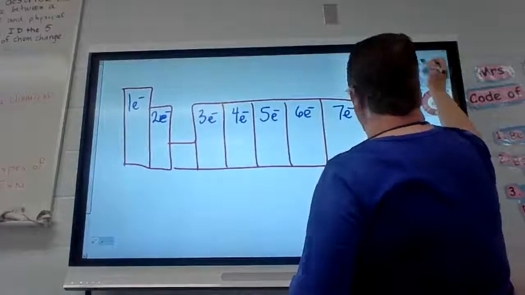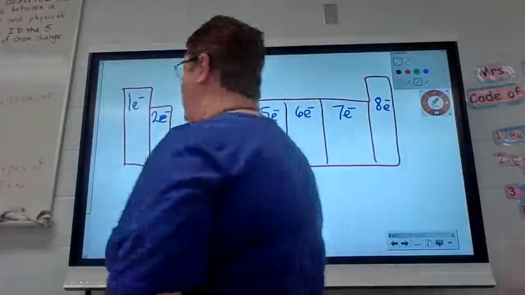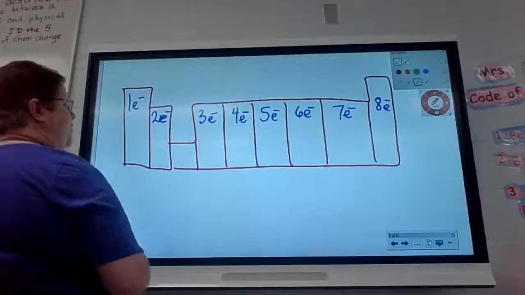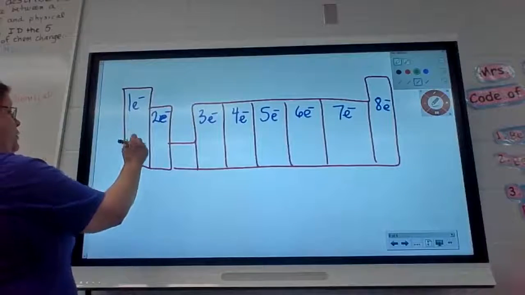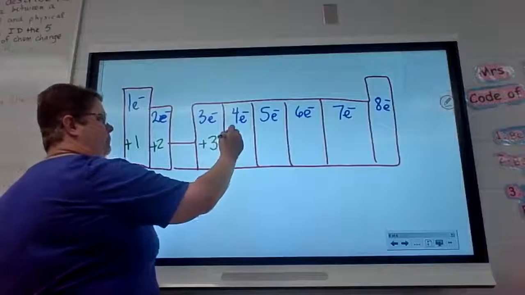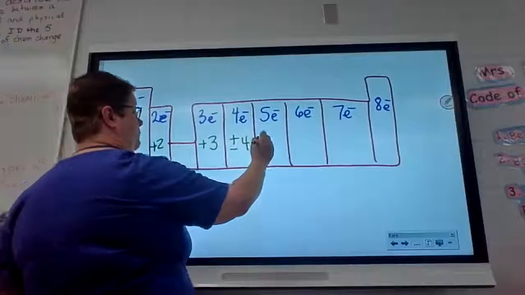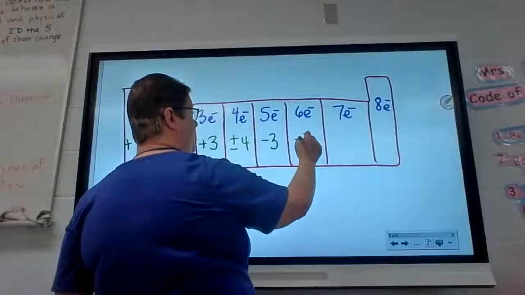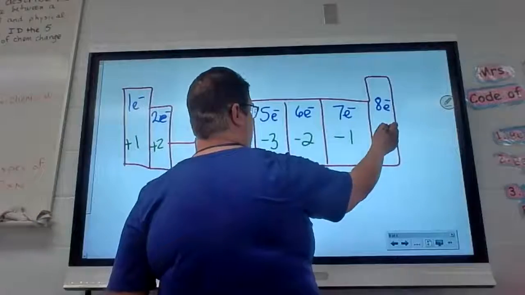Now, we don't need the transition elements. All right, oxidation numbers. What's the oxidation number for group 1? Group 2? Group 13? Group 14? Plus or minus 4. Group 15, group 16, 17, 18.